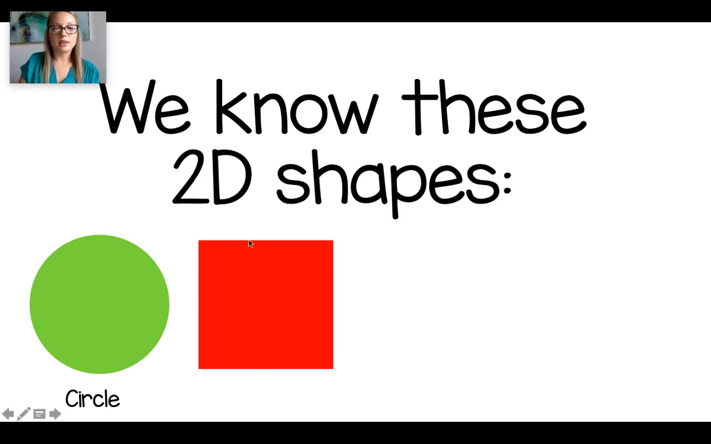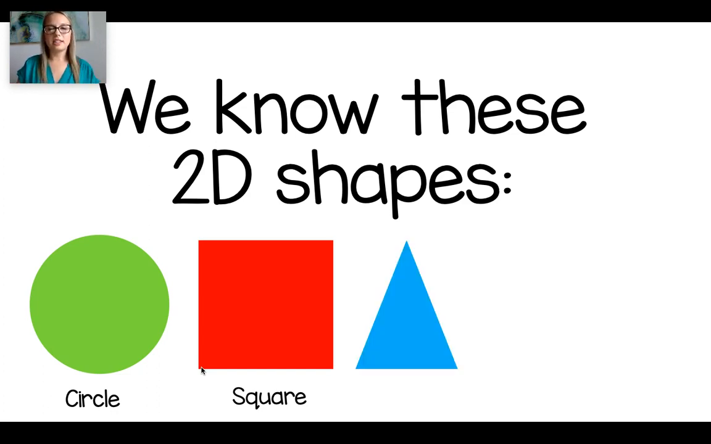Let's count the sides. 1, 2, 3, 4 sides. Let's count the vertices or the corners. 1, 2, 3, 4. 4 sides and 4 vertices. We know that that is a square. We also know that a square is special because if I were to turn the square on its side, it would still look like a square, right? All sides are the same. So let's go ahead and tilt our head. Doesn't it look the exact same when we look the other way?